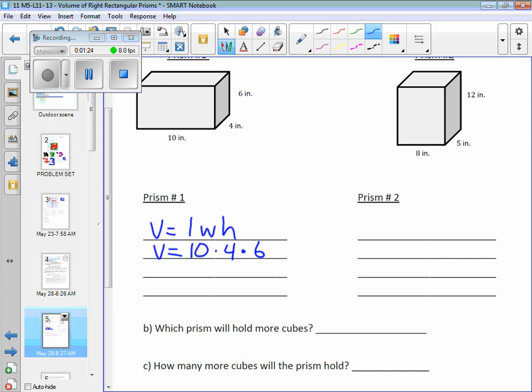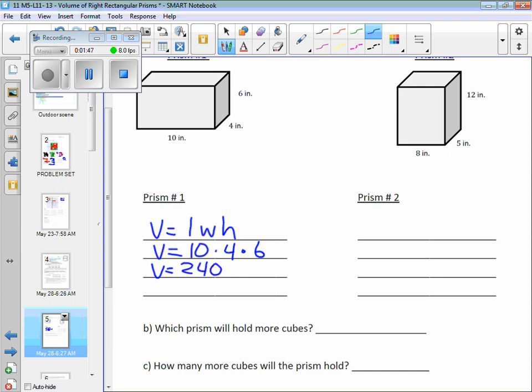Again, it doesn't matter. You could put it in any order and you'll still be okay. That's the multiplication rule called what property? Commutative property of multiplication. And then 10 times 4 times 6, everybody. Can you do that in your head? You should be able to. Pate, what do you got? 240.